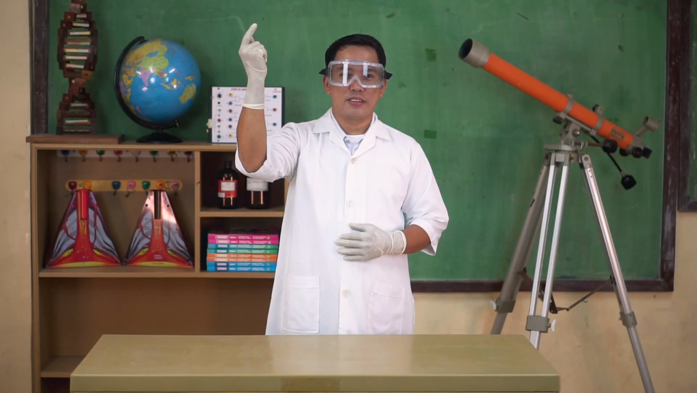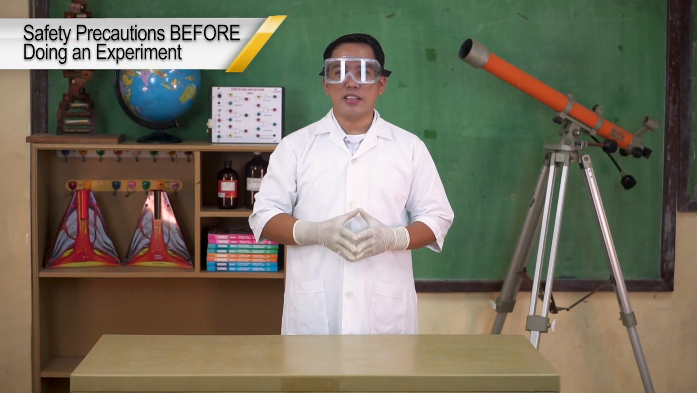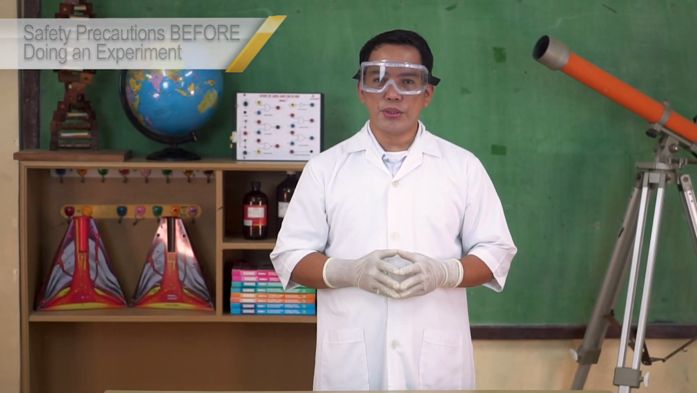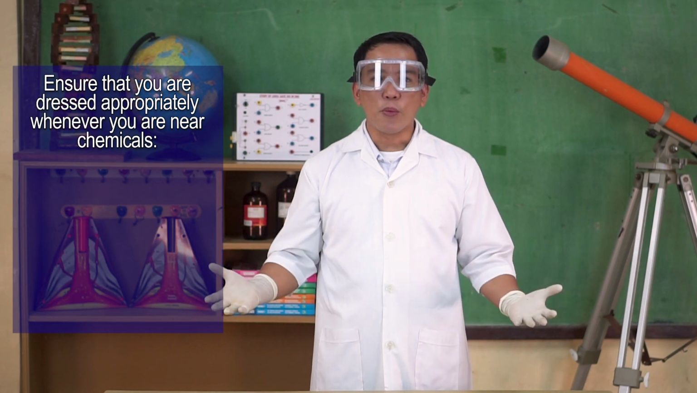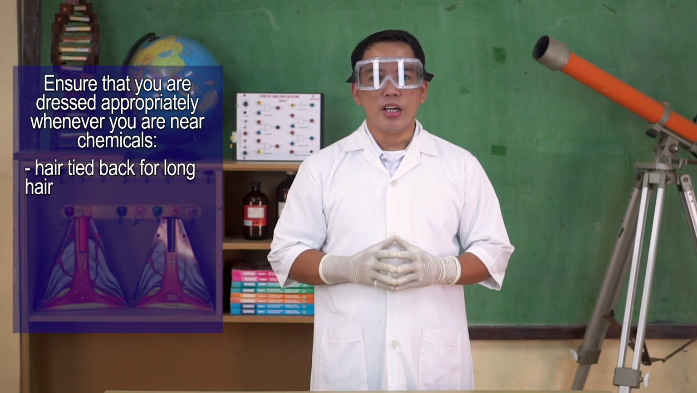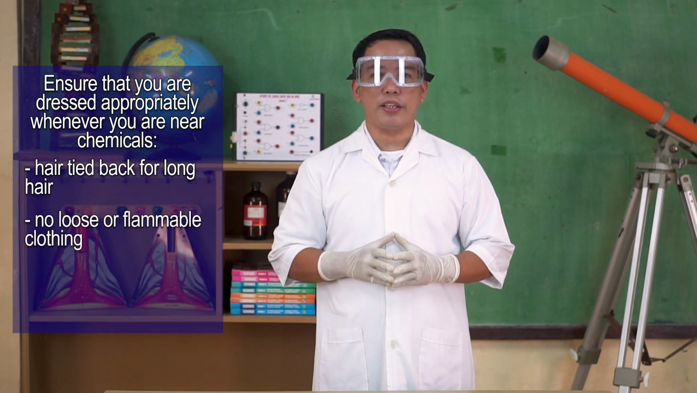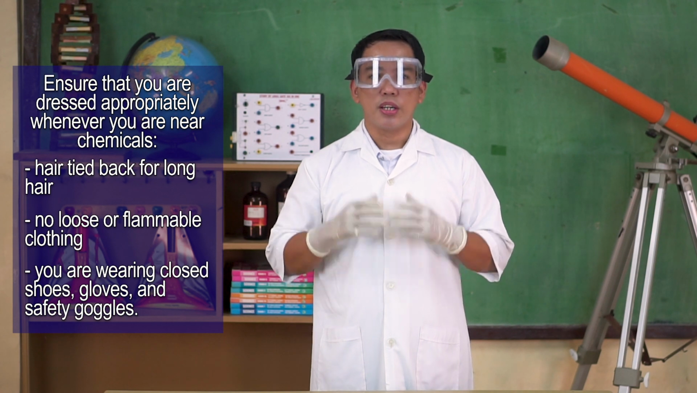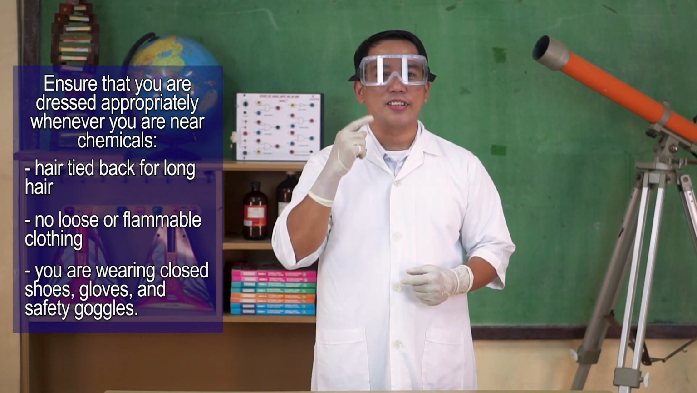Laboratories are bound by rules to ensure everyone's safety. There are precautions that we must observe and safety measures to follow in order to get positive results in our experiments and to prevent accidents from happening. Before doing any scientific experiment, ensure that you are dressed appropriately whenever you are near chemicals. Hair tied back for long hair. No loose or flammable clothing, and you are wearing closed shoes, gloves, and safety goggles.